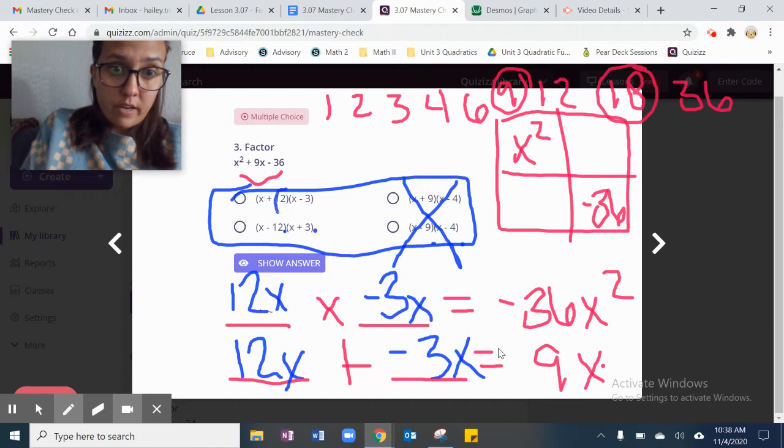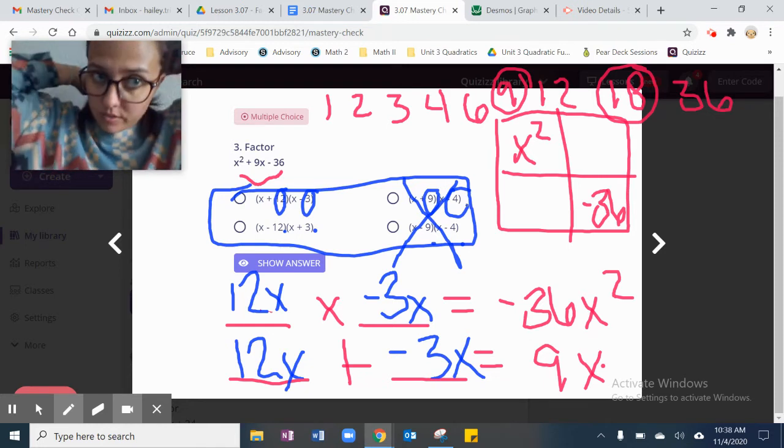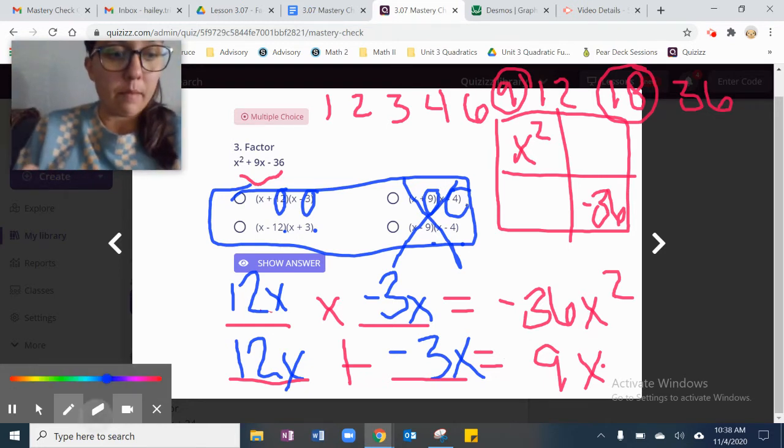So if you ever get stuck, just take a look at the answer choices. It's giving you their factors, right? It's giving you options, and there's only 2 options that they're giving you. So kind of test them out and see which ones work, and that'll save you a lot of time.